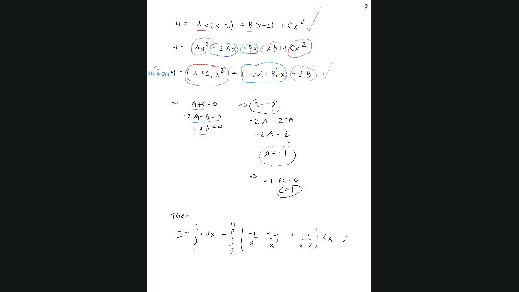Okay. So now that we solved for A, B, and C, we can rewrite that second integral in this form. A was negative 1, that was over the x. B is negative 2. And then C equals 1.